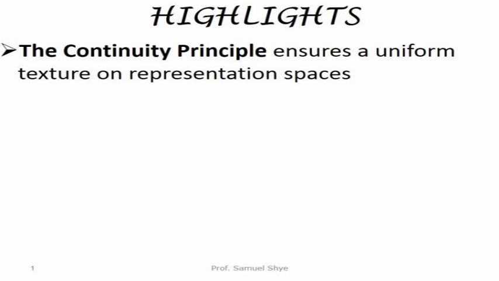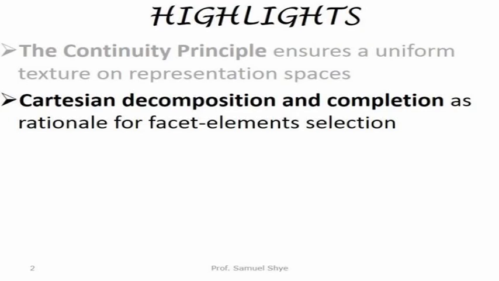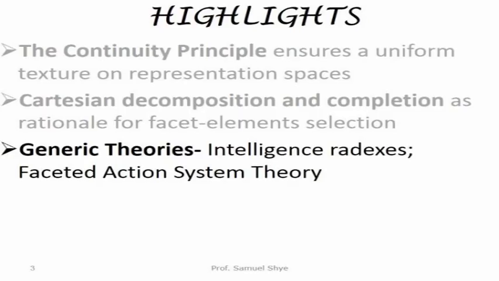Now I'd like to summarize by highlighting some of the main points that I made in this lecture. First, the continuity principle, defining a uniform texture on the attribute space and on the measurement space, which provides the basis for regional analysis. There's no regional analysis unless you assume continuity. Second, we have shown Cartesian decomposition and completion as rationale for choosing facet elements. Third, we mentioned the possibilities of generic theories.